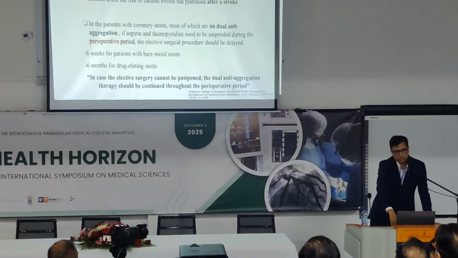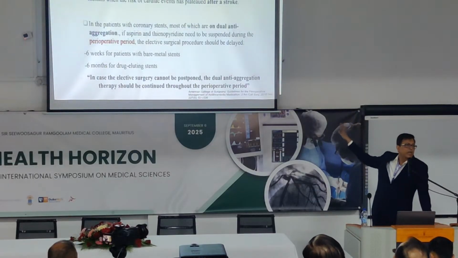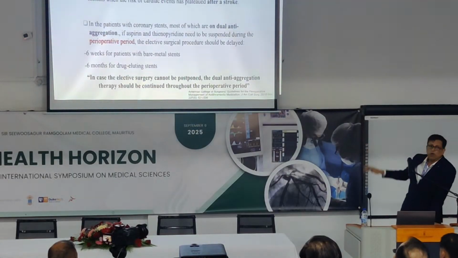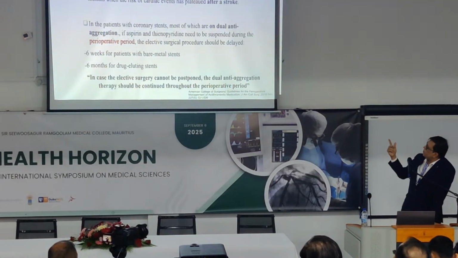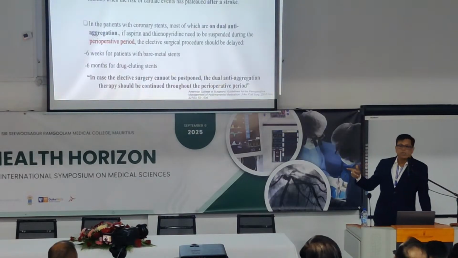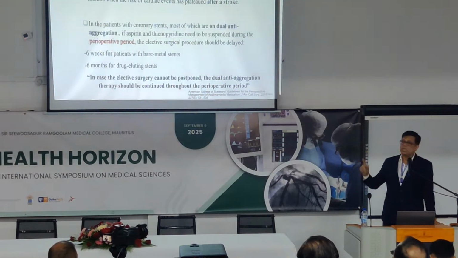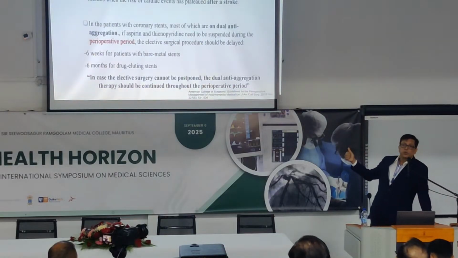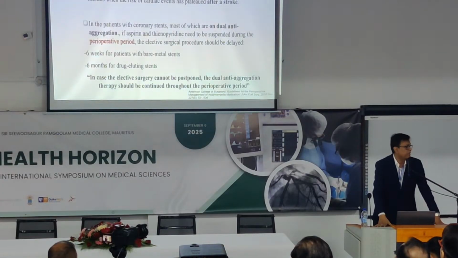Wait for the duration. So what does the American College of Surgeons recommend? If it is not urgent, wait for 9 months before surgery. In patients with a coronary stent, most of whom are on dual antiplatelet therapy, the preoperative period should be delayed 6 weeks if the patient has a bare metal stent, and 6 months if the patient has a drug-eluting stent. As I told you, if surgery cannot be postponed, please continue both antiplatelets and take the risk, and manage as per the need of the outcome.